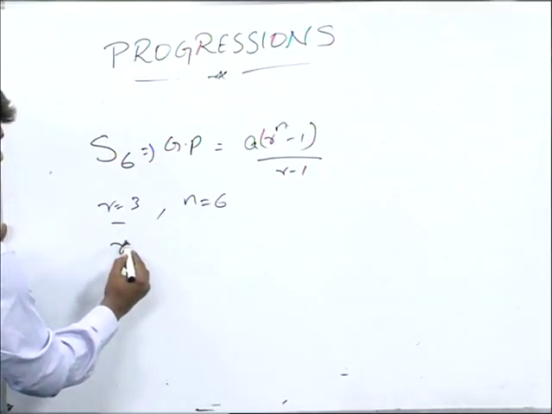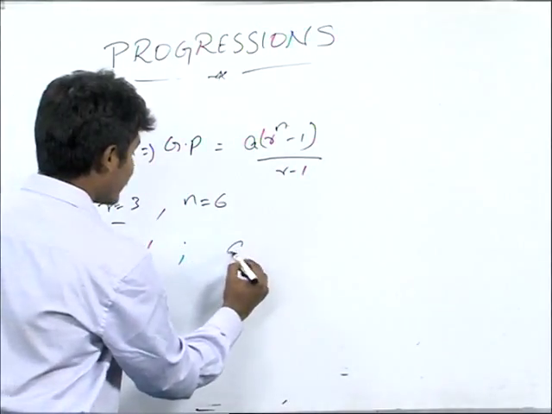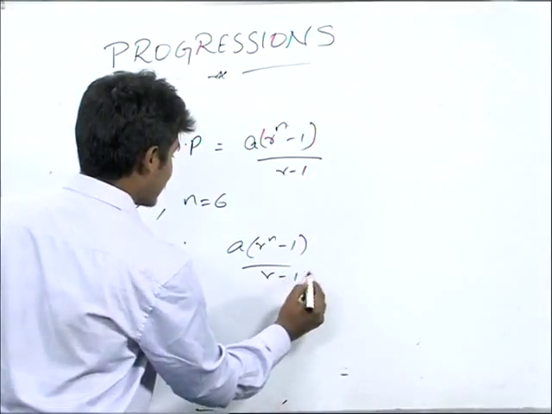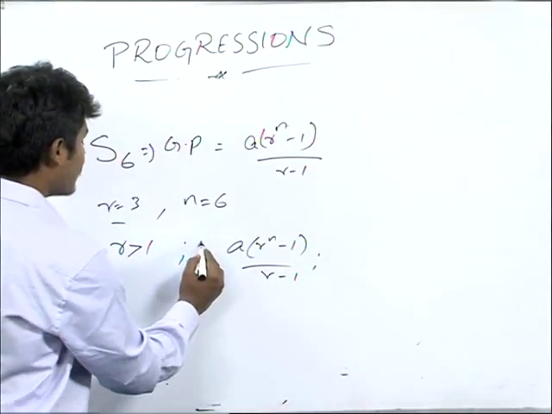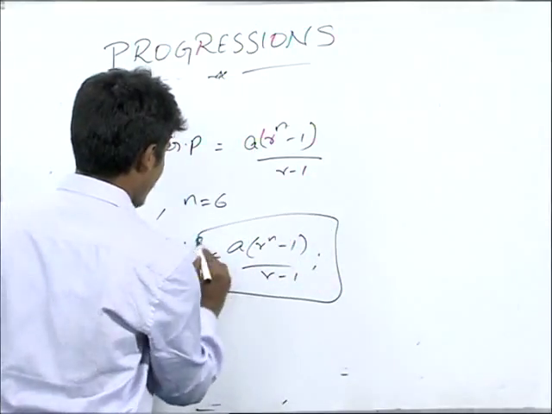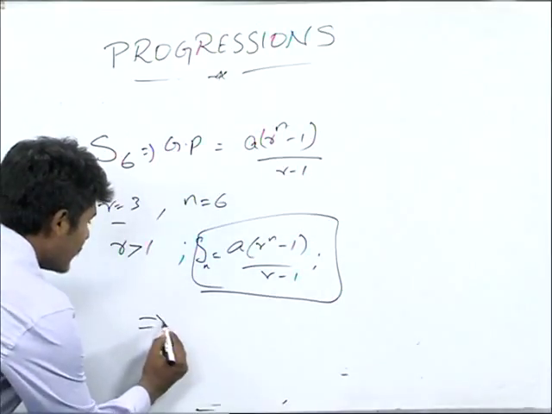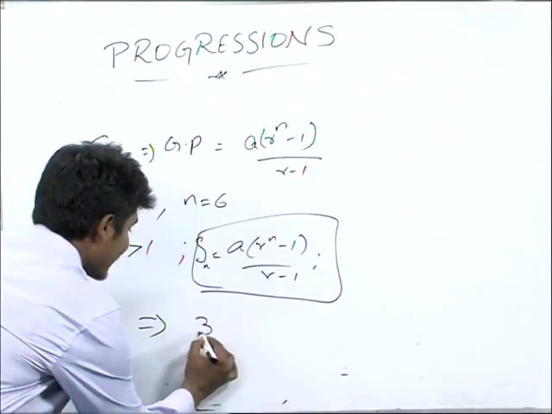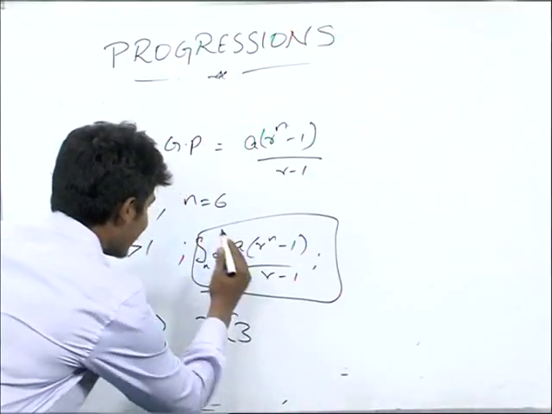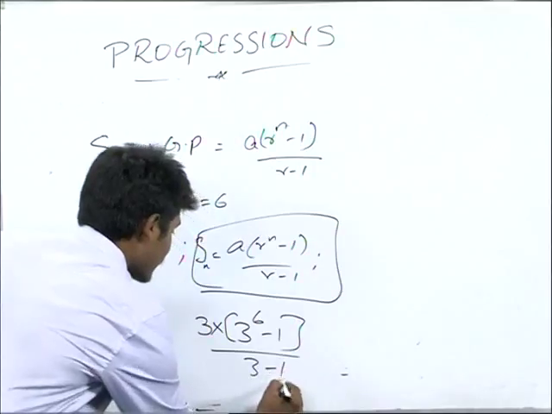Here R is greater than 1, so we should use a formula that belongs to the category of A into R to the power of n minus 1 upon R minus 1. This is for finding the value of the sum of n terms of a GP. Substituting the values, that would result in a value of 3 into R is 3, n value is 6, minus 1 upon 3 minus 1.